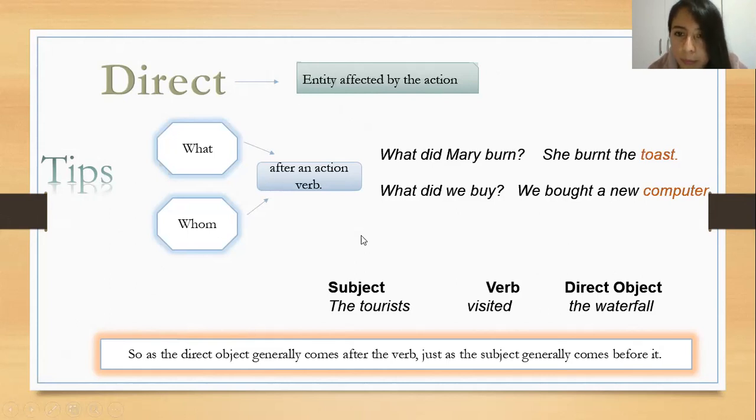In the second example, we bought a new computer. The question is, what did we buy? And the answer is a computer. So the direct object is computer. Another tip to recognize it is that the direct object generally comes after the verb, just as the subject generally comes before it. So in this example, the subject is the tourist, the verb is visited, and the direct object is the water.